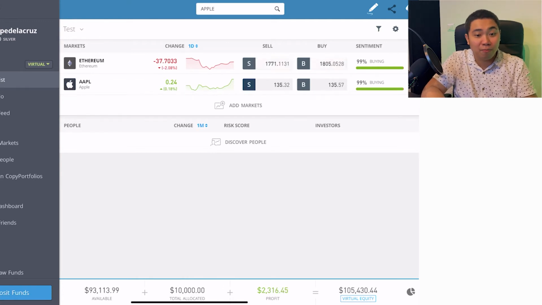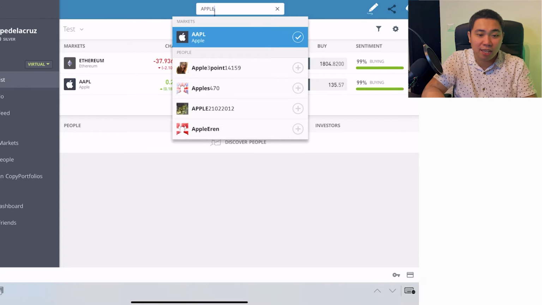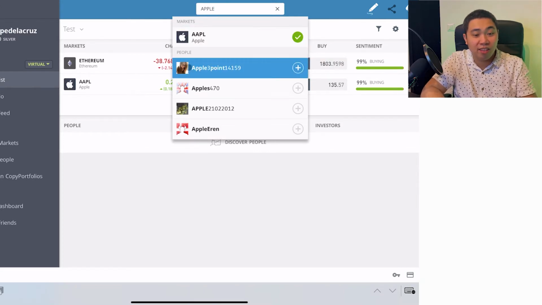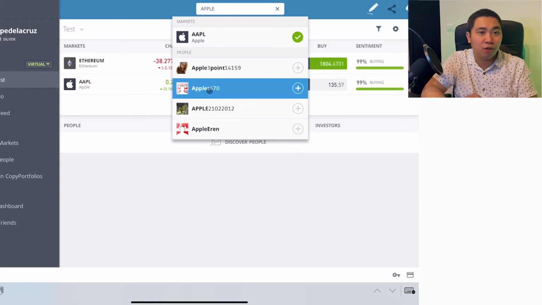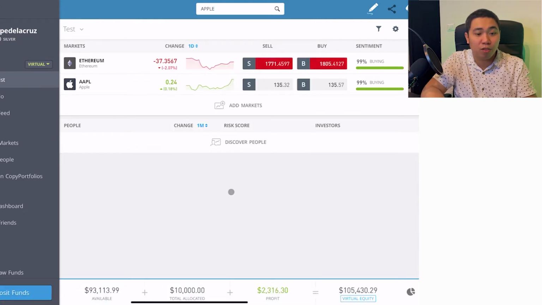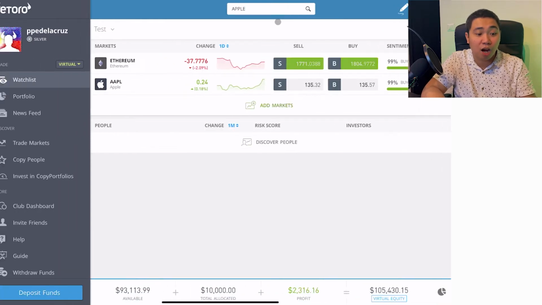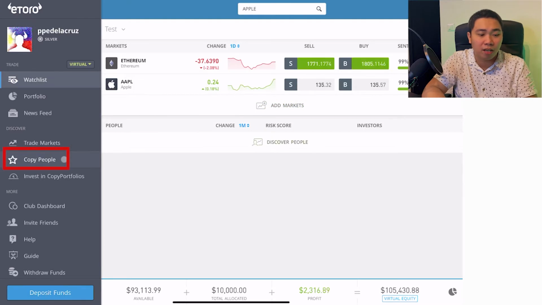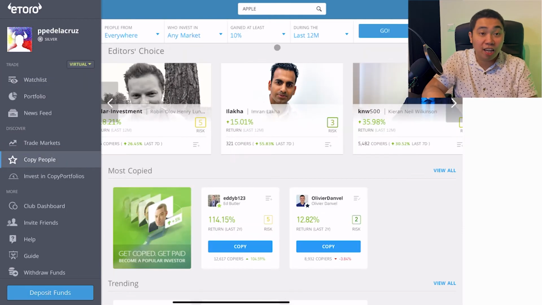You can also add people in. So for example, when I chose Apple, eToro actually suggested these different people here. If you know them or if you're interested, you can also add them into your list. However, for our example, what we will do is go into Copy People on the left-hand sidebar, click on that, and that will give you a variety of information on the top traders based on certain parameters.